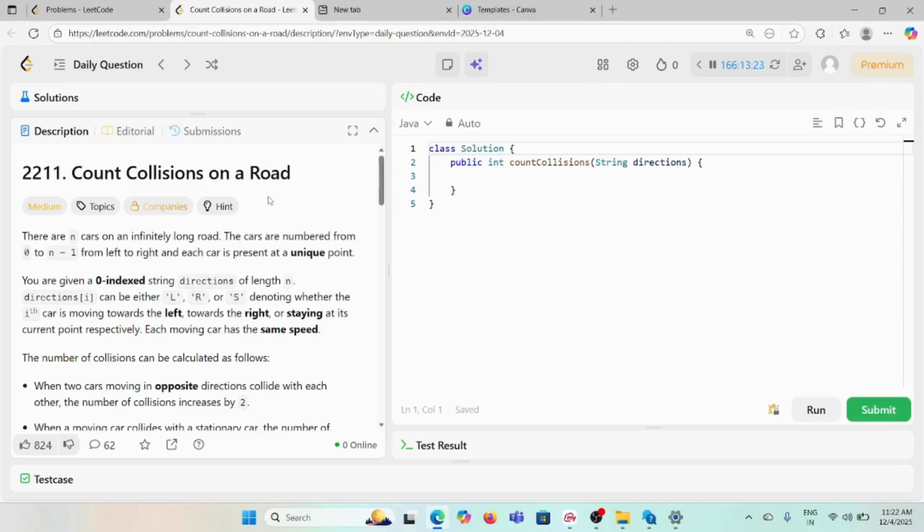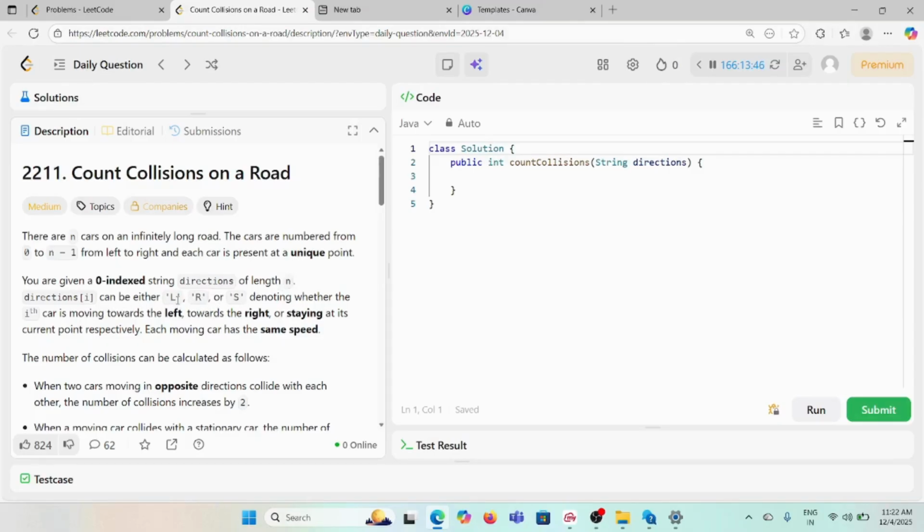Friends, so we are solving this problem, count collisions on a road. There are n cars on an infinitely long road. The cars are numbered from 0 to n minus 1 from left to right, and each car is present at a unique point. We are given a zero-indexed string which denotes the directions. The directions are L, R or S.